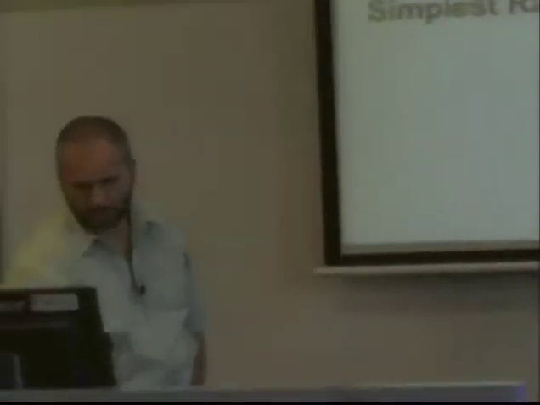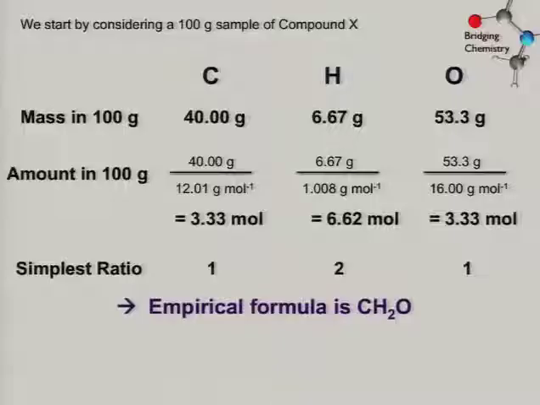Okay. And so we could say then that the empirical formula for compound X is CH2O. So this would be the empirical formula, and in some cases that could be the formula of the molecule itself. Sometimes the empirical formula is the same as the molecular formula, the formula of the actual molecule. So you can get a molecule which actually has the formula CH2O. It's called formaldehyde. You may have come across this somewhere.